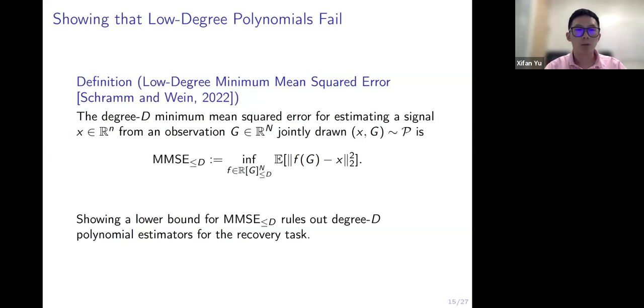For the recovery problem, there is a similar quantity called the low degree minimum mean squared error, which is defined as the minimum mean squared error achieved by the best degree D polynomial estimator. Showing a lower bound for the low degree MMSE rules out degree D polynomial estimators for the recovery task.